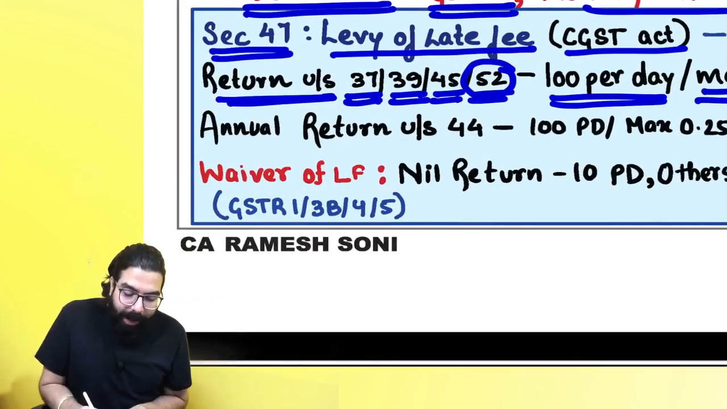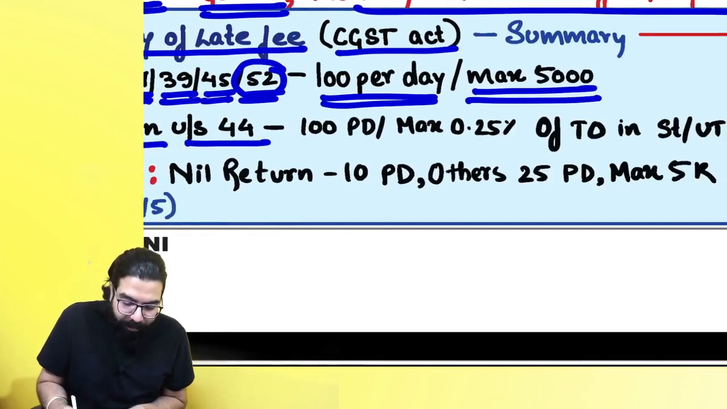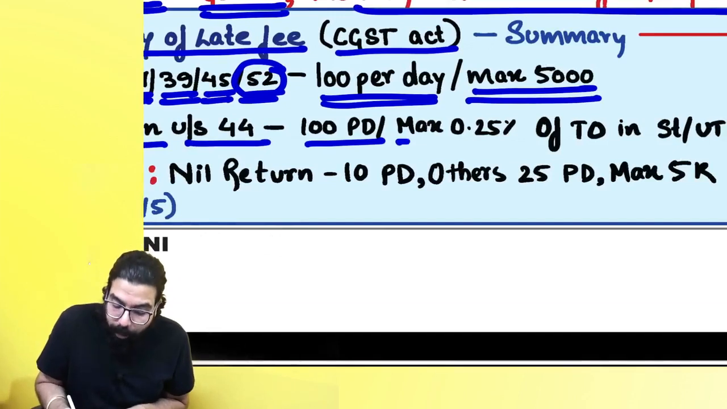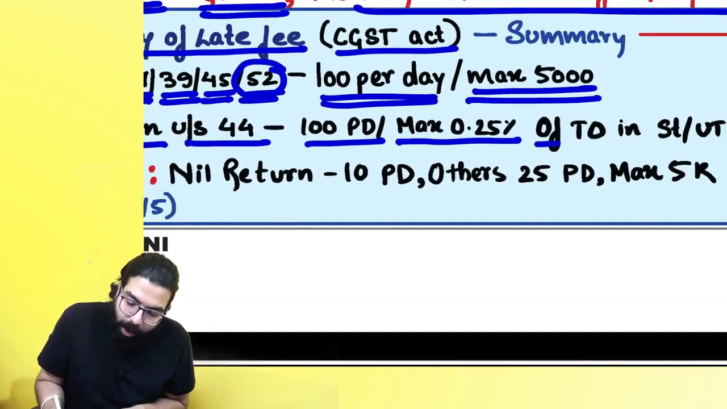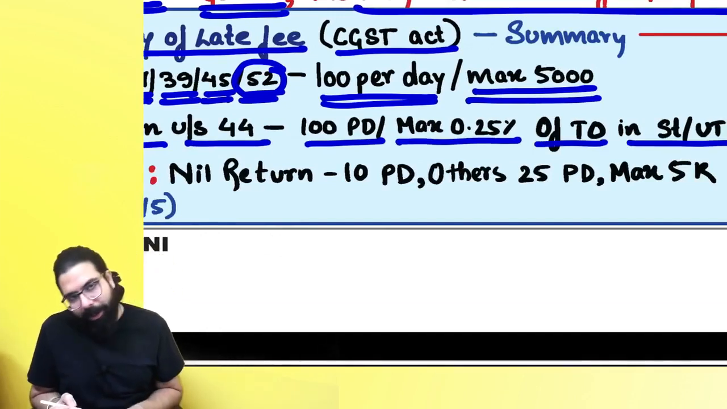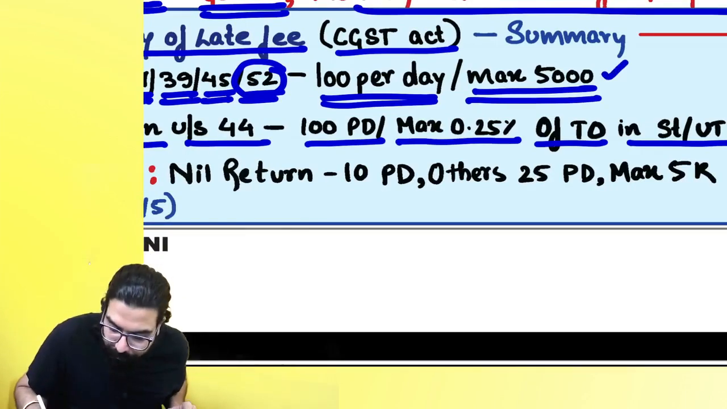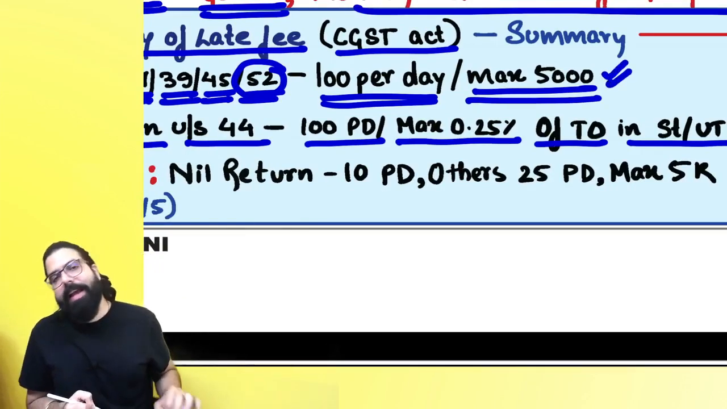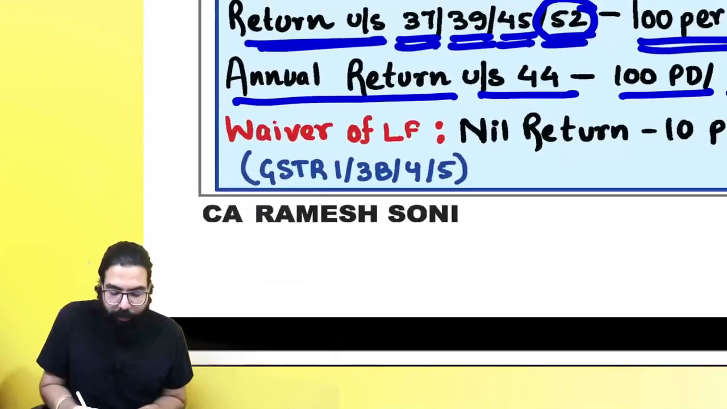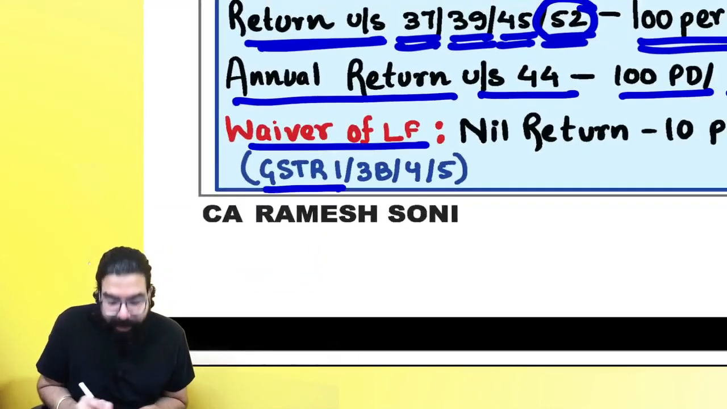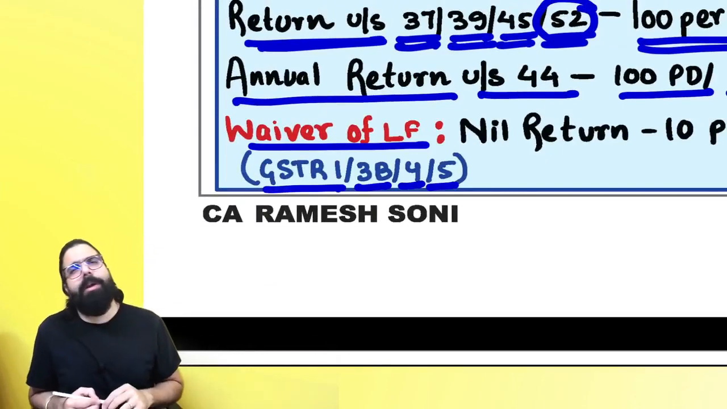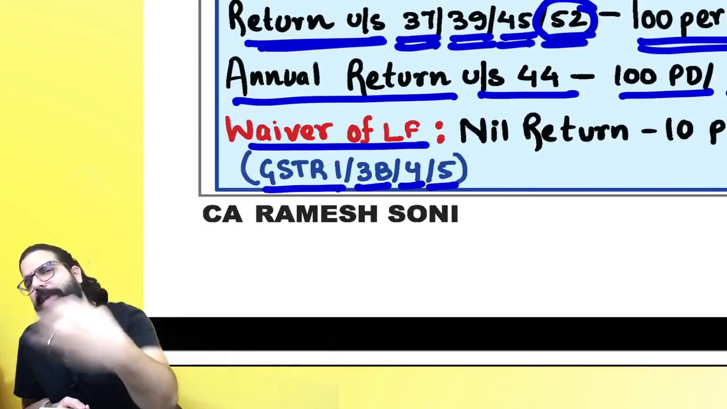Okay, annual return under section number 44, rupees 100 per day up to a maximum of 0.25% of the turnover in the state or union territory. Then Baba, because this was very huge, people started crying, and hence government went ahead and told waiver of late fee for GSTR 1, GSTR 3B, GSTR 4 and GSTR 5. Government went ahead and told, okay, we are waiving the late fee.